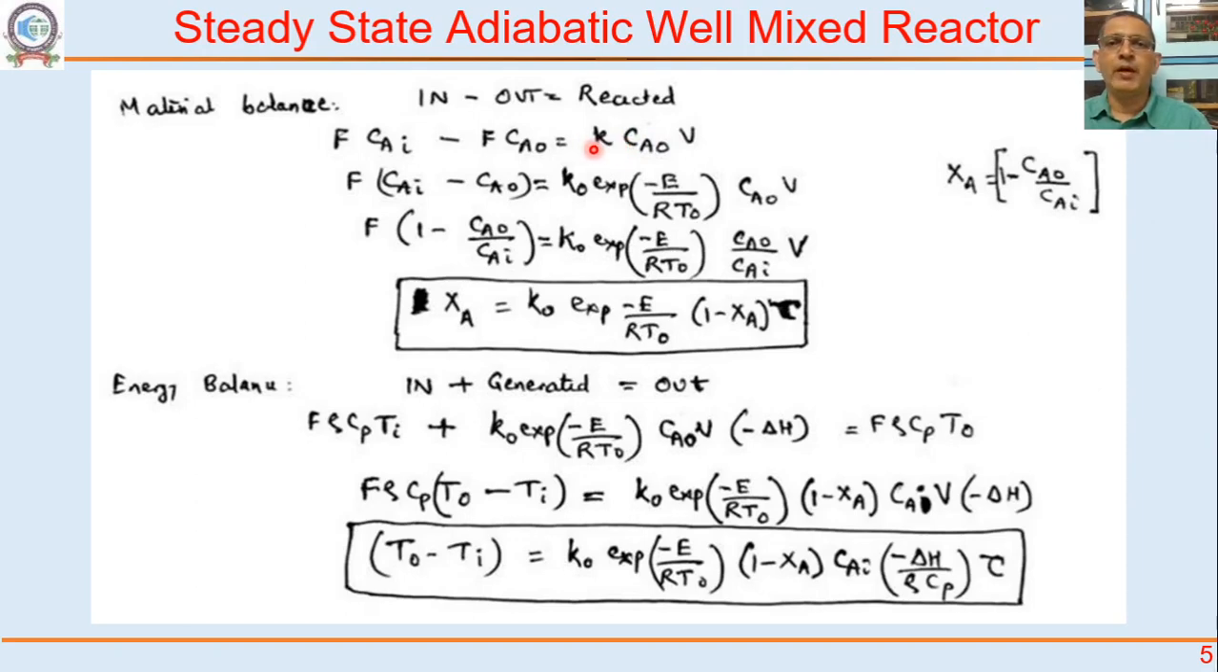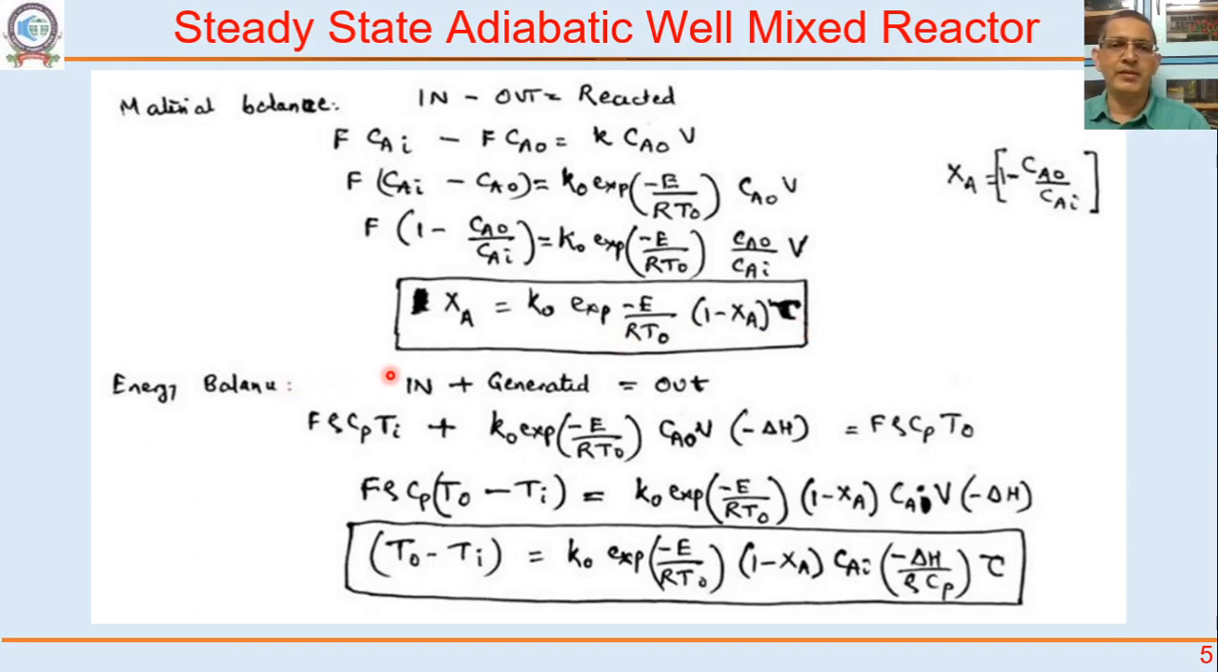The only thing that is different now is that K is dependent on the temperature, and this temperature also we don't know. So this K we can write as K0 e raised to minus E by RTO, and we will write this in dimensionless form because we want conversion. So we will write XA, the conversion of A, as 1 minus CAO by CAI. If you substitute this, you will get one equation: XA is equal to K naught e raised to minus E by RT at the outlet TO into 1 minus XA into tau.